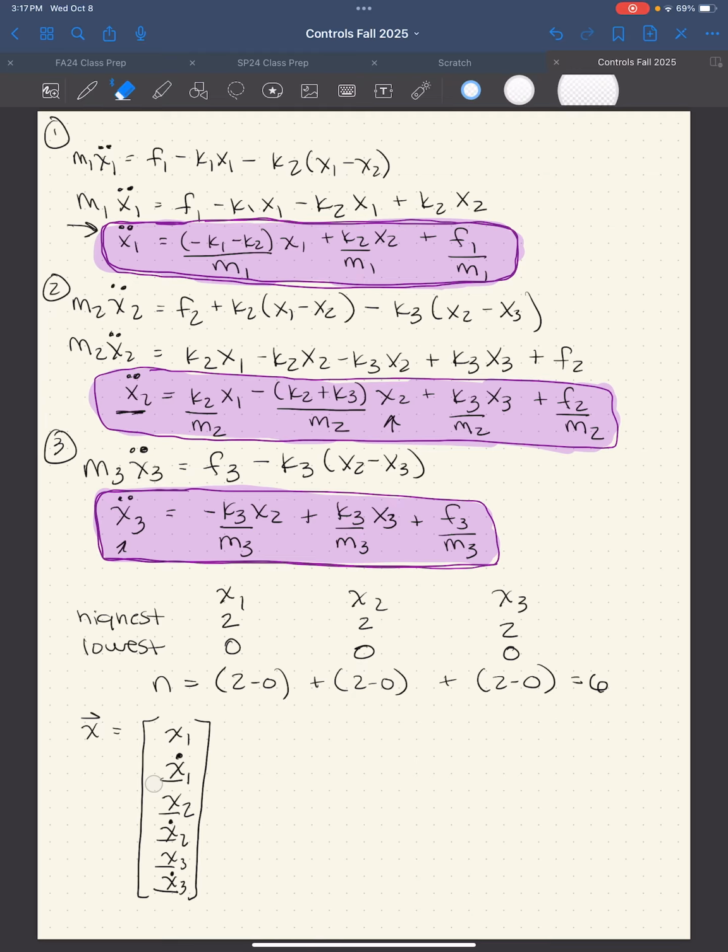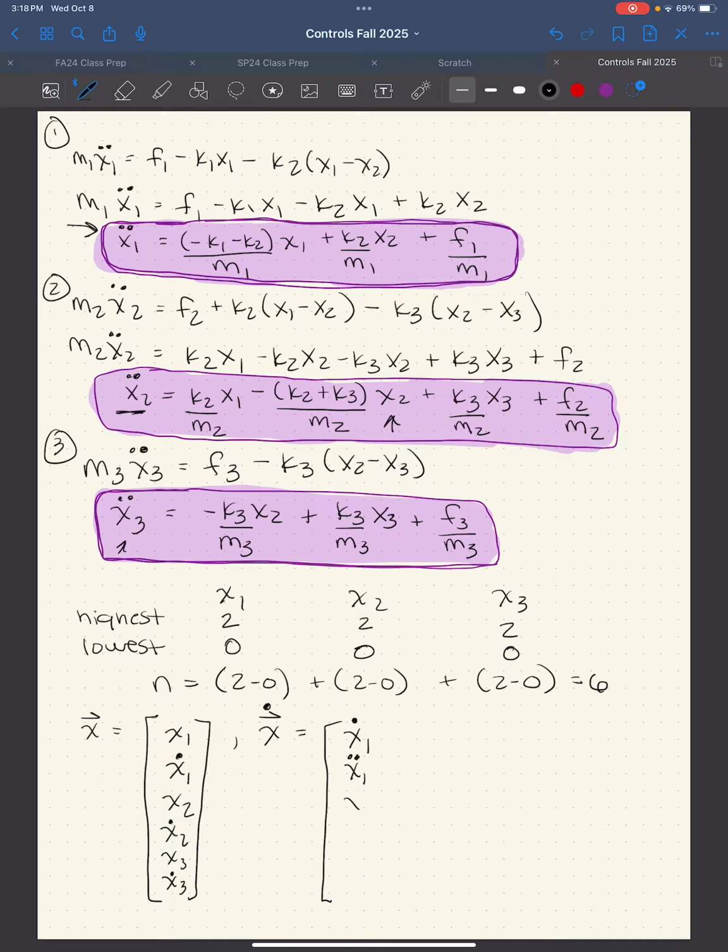All right. This is my state vector. Next thing I want to do is find the time derivative of the state vector. So I have x1 dot, x1 double dot, x2 dot, x2 double dot, x3 dot, x3 double dot.